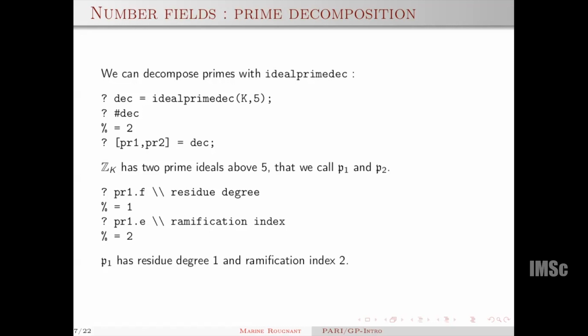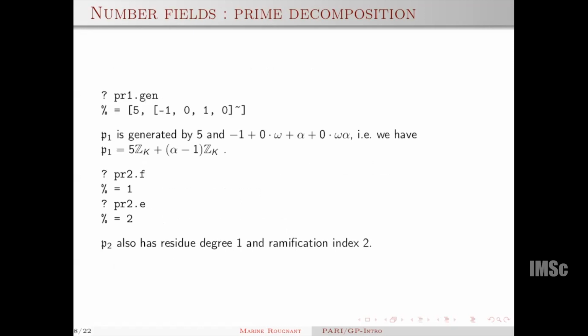Here, hashtag is for the length of a vector. So you have 2 prime ideals above 5. We can call them P1 and P2. If you want the residual degree, you just put .f. If you want the ramification index, you have .e. Okay, so for P1, you have residual degree 1 and ramification index 2.